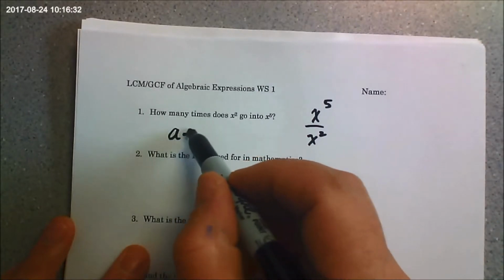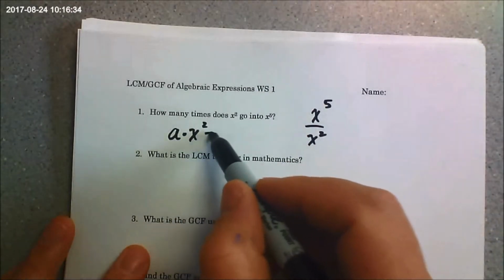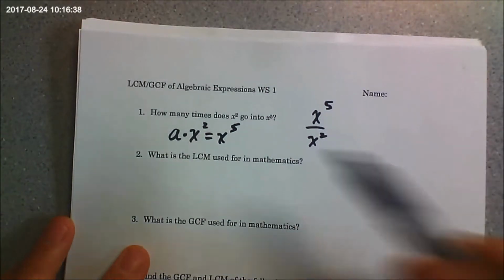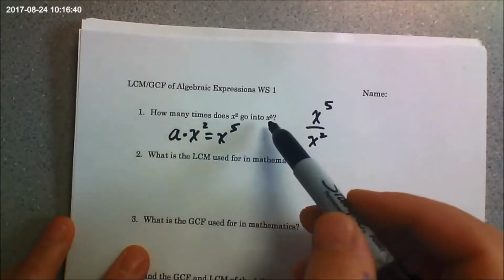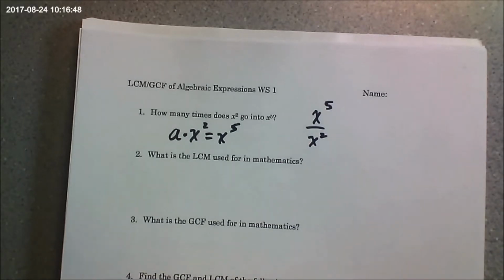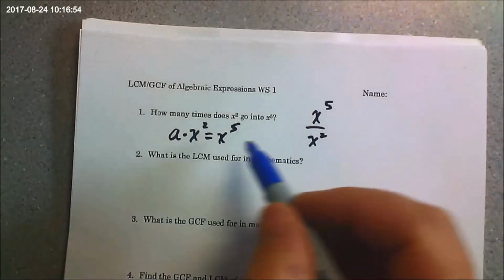Another way to say that is: solve for a. The way it's written in words, and this, they all mean the same exact thing. So, what times x squared is x to the fifth? X to the third. You guys agree?